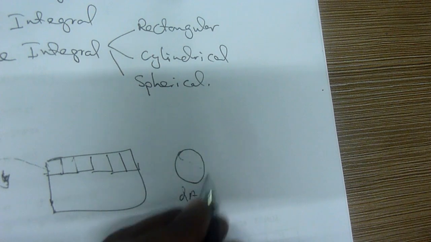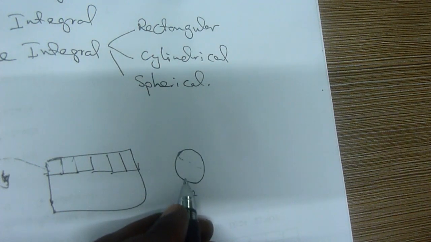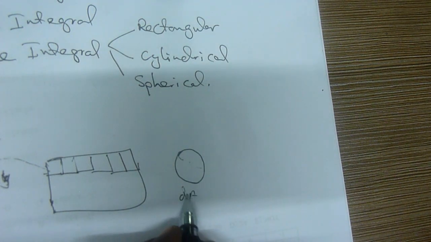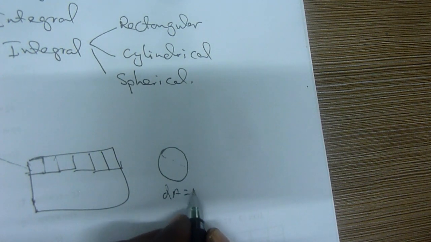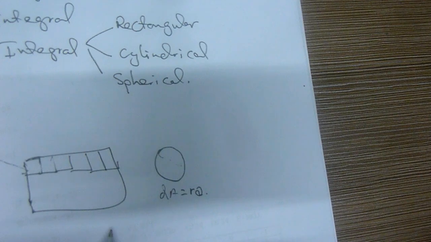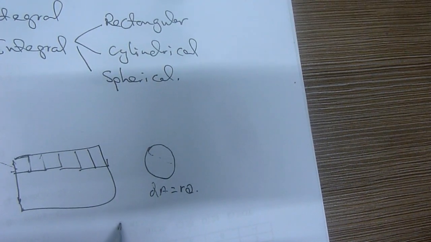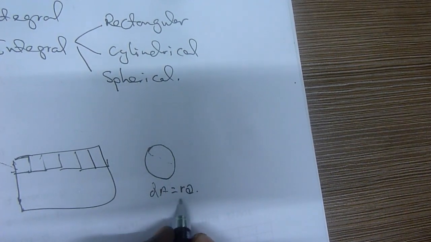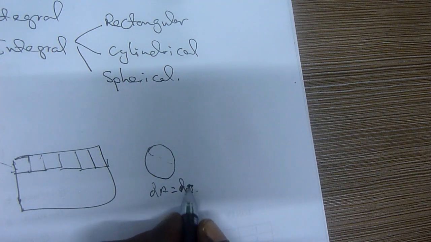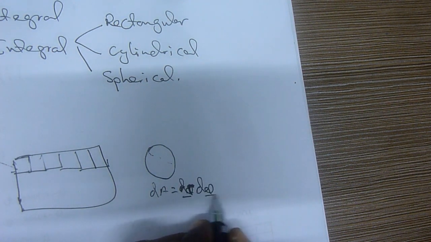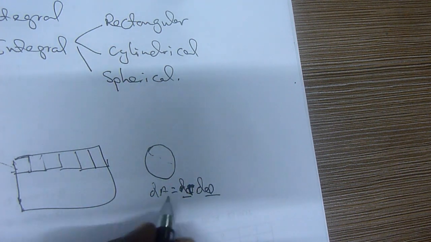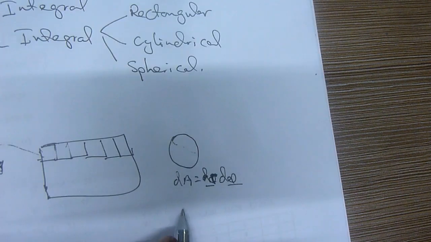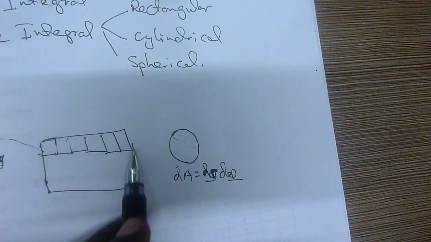And for the circle part here, what do we see as dA? r theta? Sorry, it's not r theta. It's dr d theta. Very important, dr d theta. We are using dr d theta to get the circle base. That means, what is the limitation of this?